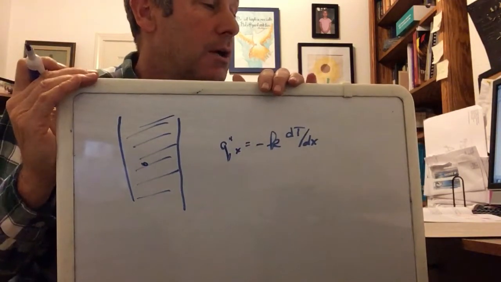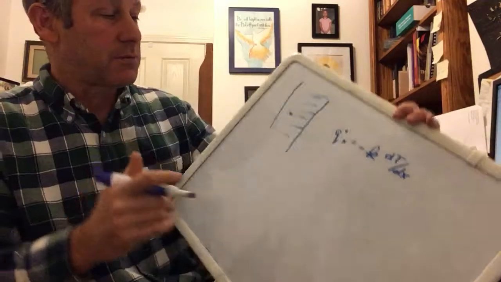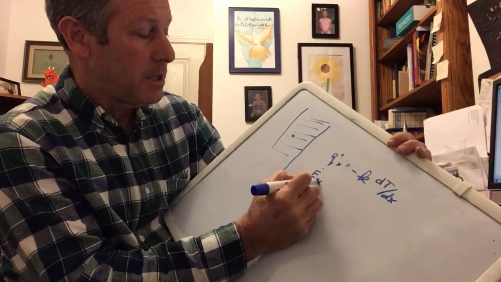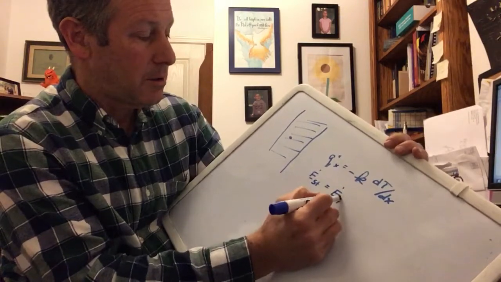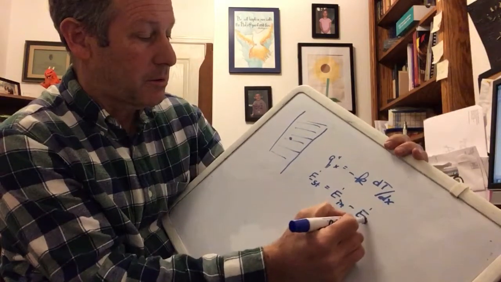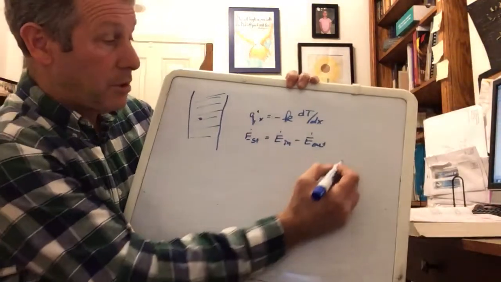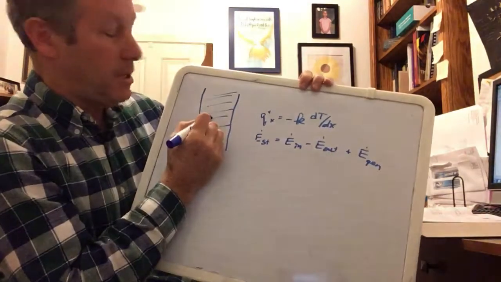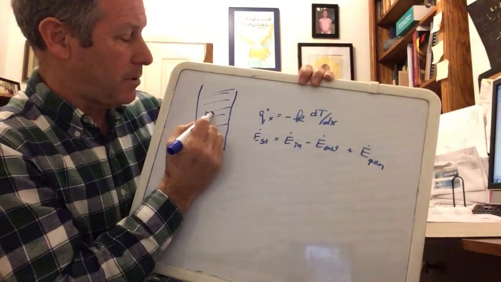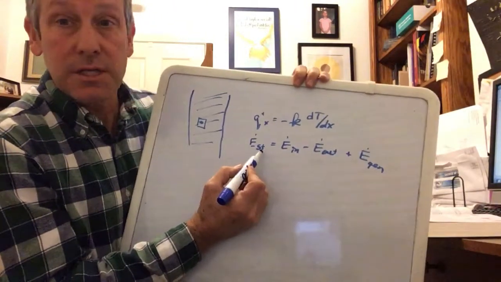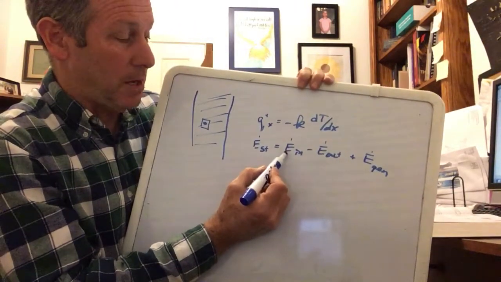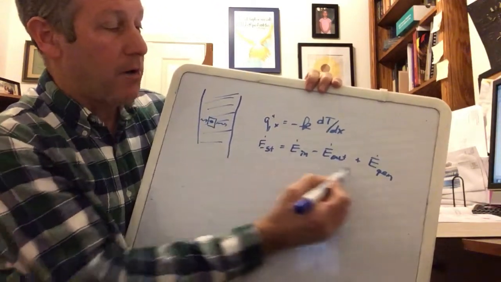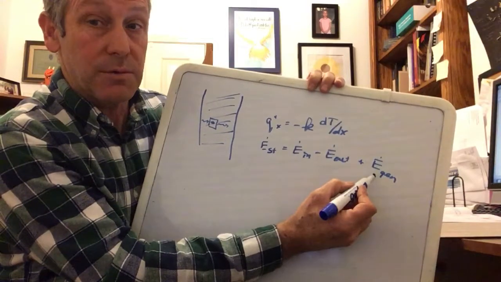That's what's occurring. Okay, and then the other thing that's going to be true at any point in that wall is the first law, plus one more term, E dot gen. If I go to any point in that wall or any little area within that wall, if there's any storage occurring, it would be the difference between the rate at which energy is flowing in minus the rate that energy is flowing out plus the rate of energy generation within there.